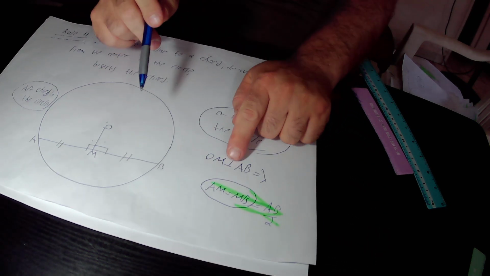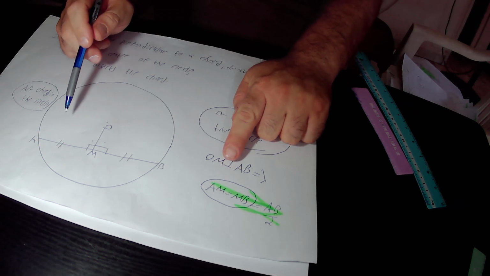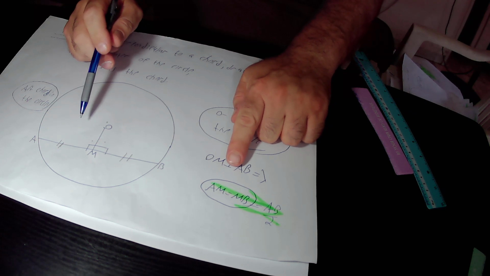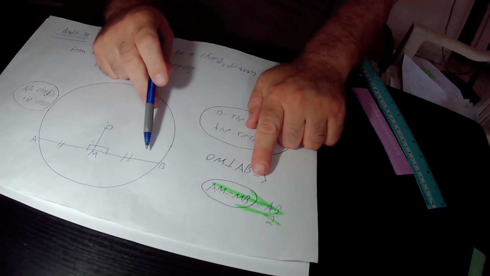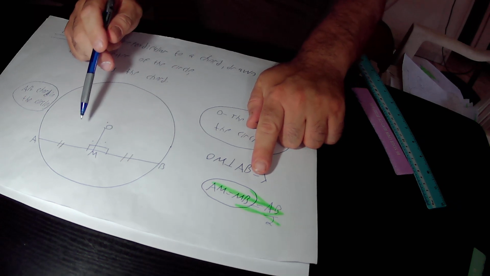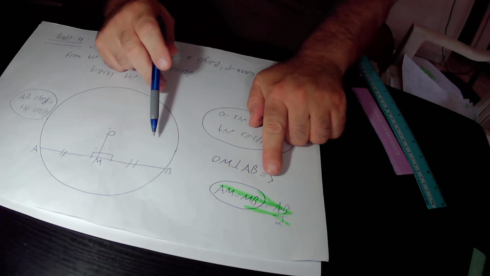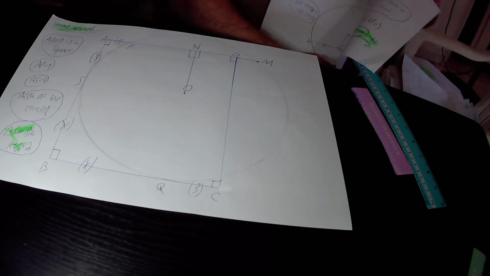So in conclusion, we found out that perpendicular OM divides chord AB into two halves. The first half is AM, the second half is MB, equal to each other, and each half equals AB over 2. So AM equals MB equals AB over 2. We can definitely implement rule 11 in our drawing.